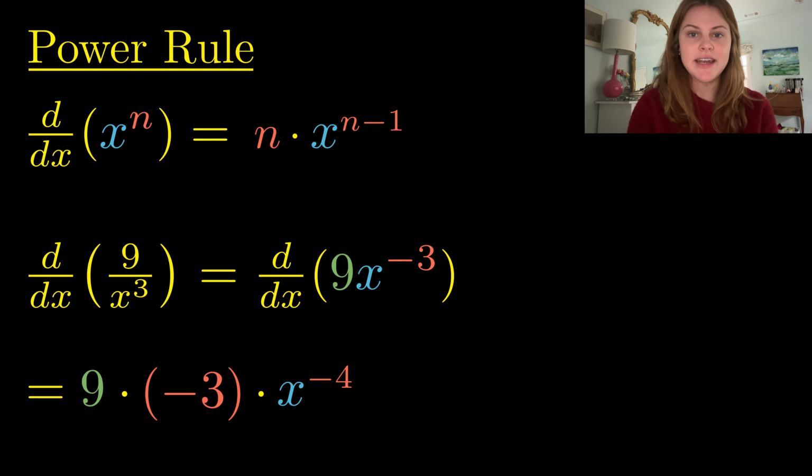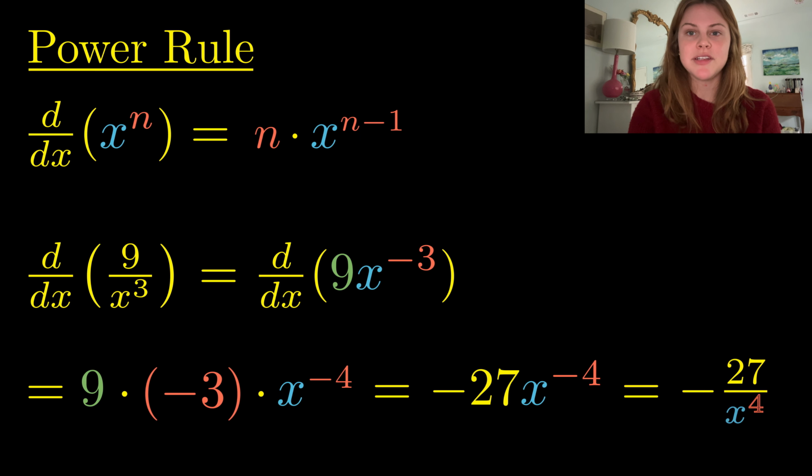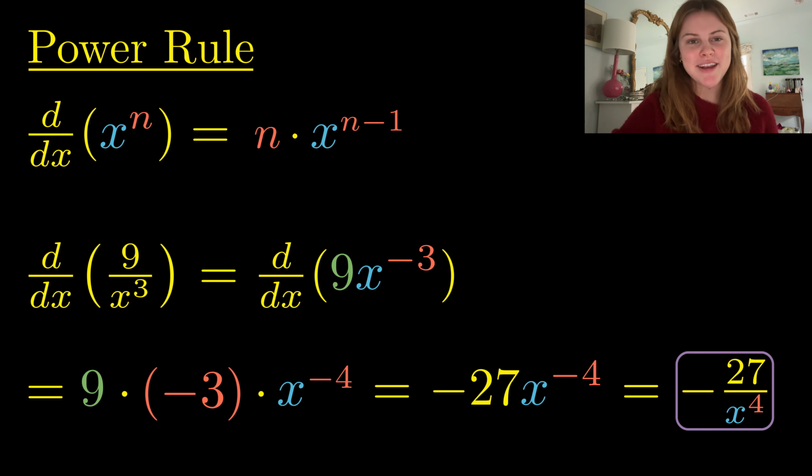To simplify, 9 times negative 3 is negative 27. We can change this negative exponent back to a fraction by moving x to the negative 4 to the denominator. So our final answer is going to be negative 27 over x to the 4th. Hopefully now you know how to use the power rule.